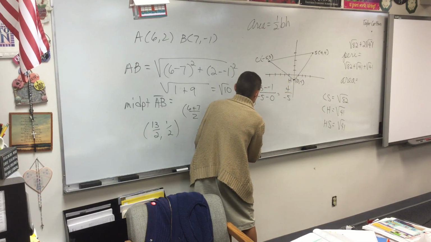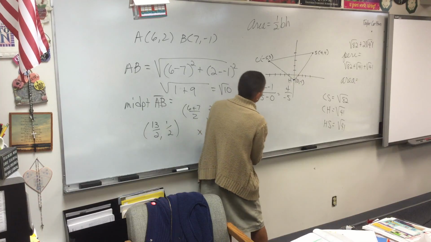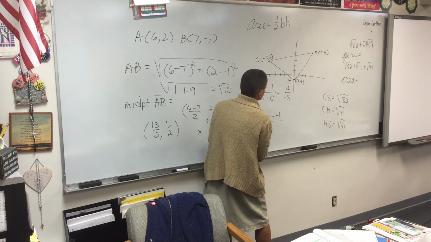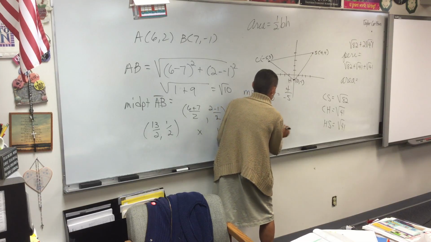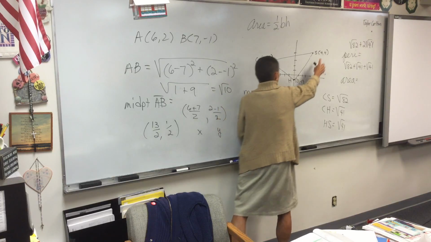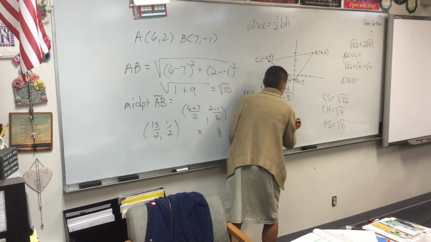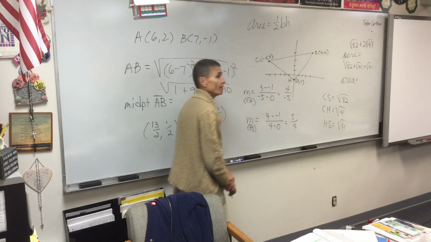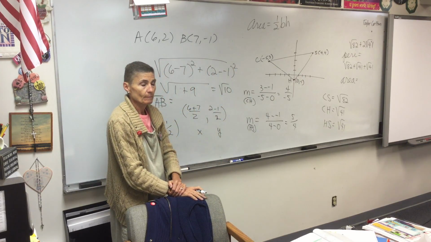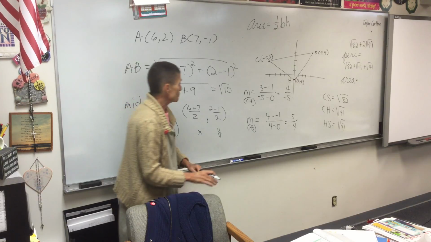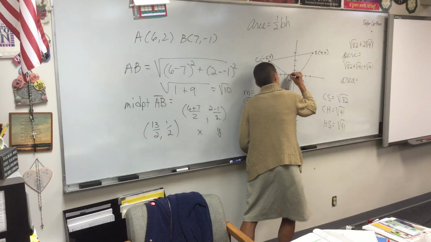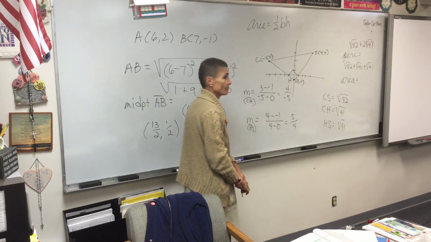This is HS. So the slope of HS will be Y minus Y over X minus X. So I did 4 minus -1 over 4 minus 0. And sure enough, that's 5/4. Which means these two lines are perpendicular to each other.